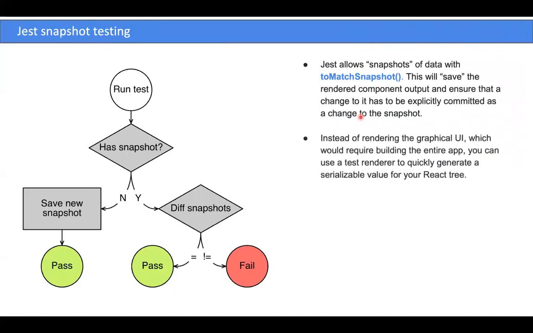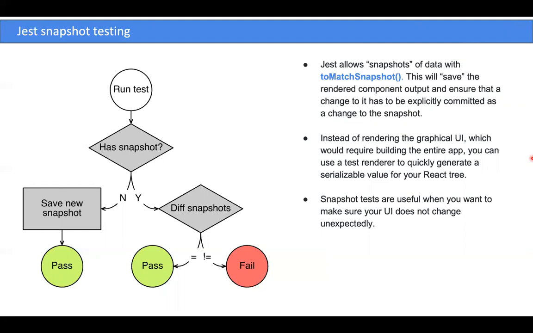Okay. So what snapshot testing is doing is that instead of rendering the graphical user interface, which would require building the entire app, by using a test renderer, you quickly generate a serializable value for the React tree. So you know that React behind the scenes actually has this virtual DOM that it is using, which is basically like an object with different elements. So it recreates this object and checks with the old version to see if it's the same. So snapshot tests are useful when you want to make sure that UI does not change unexpectedly.